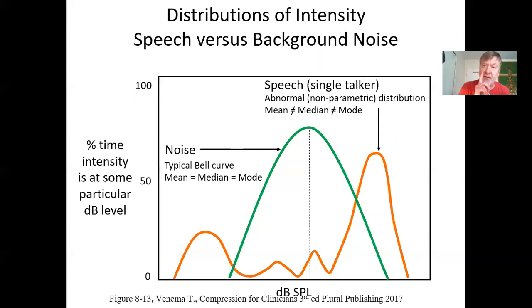And if you looked at the statistical distribution of speech intensity, well, then you might as well look at the orange, because it's all over the place. It's nuts. So the mean, which is the average, is not equal to the middle number, which is not equal to the number that occurs the most often. That's what those words mean: mean, median, mode. And when you don't have those things all being equal, you've got a bizarre distribution of intensity.